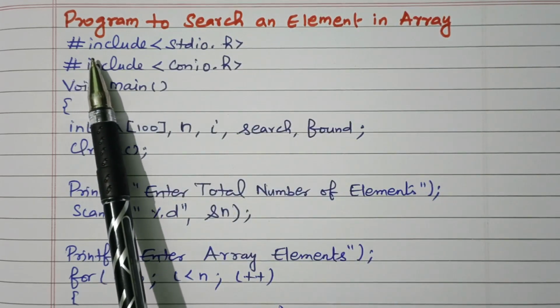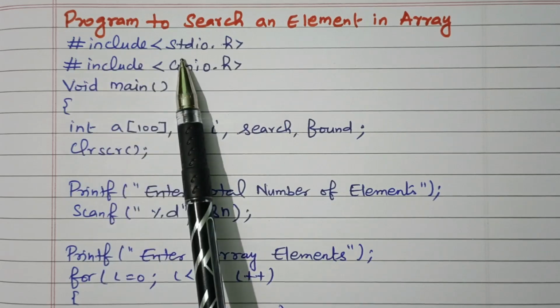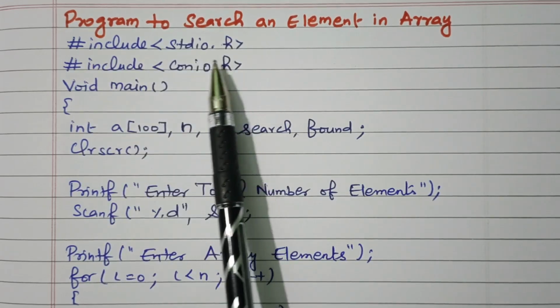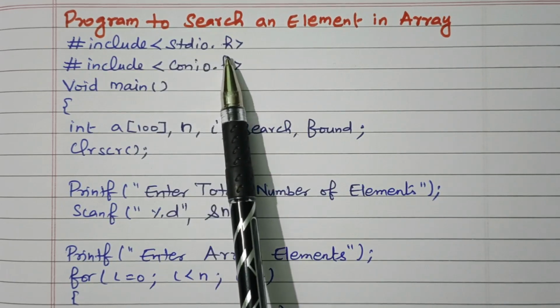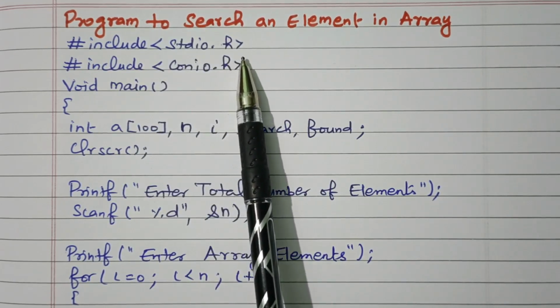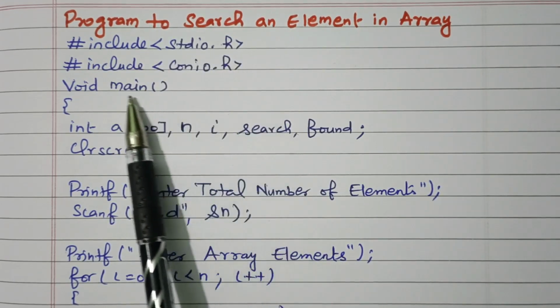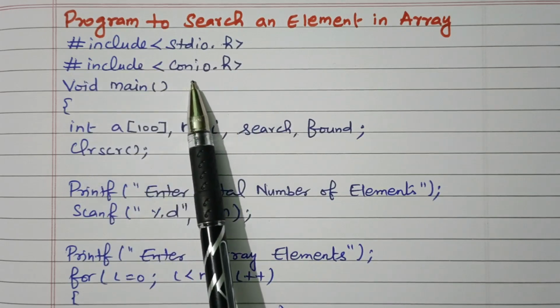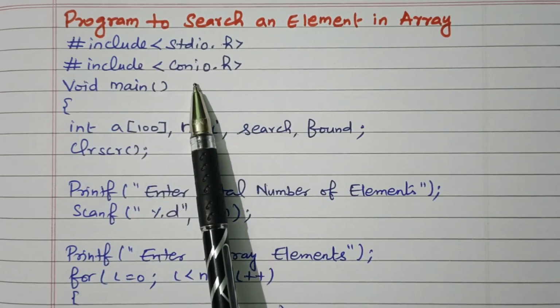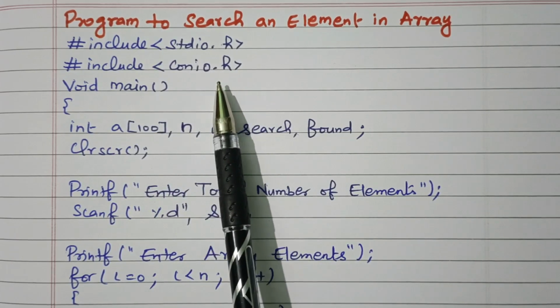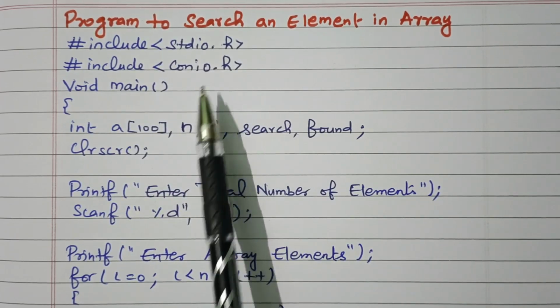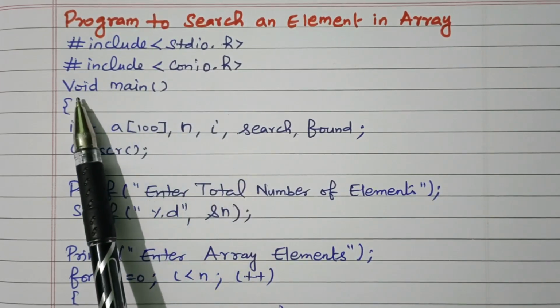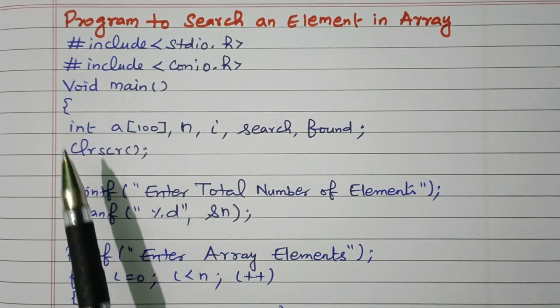First we'll include the header file, #include <stdio.h>. The standard input output header file is used for printf and scanf. Then #include <conio.h>, the console input output header file. It is used for clrscr and getch. Now we can start the main program. void main, open the brace.